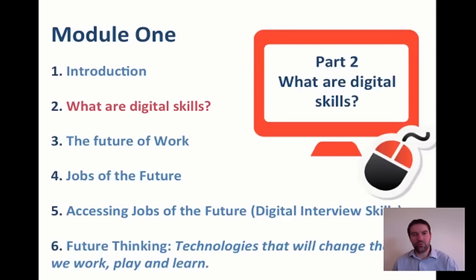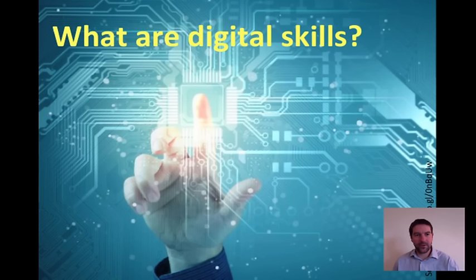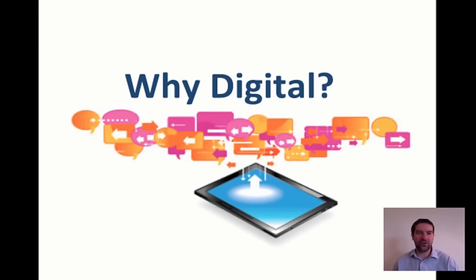Module one has got six parts. The first part was the introduction. The second part is what are digital skills? The third part, the future of work. The fourth part, jobs of the future. Fifth part, accessing jobs of the future. And the sixth part, future thinking. And this is the unit on what are digital skills.